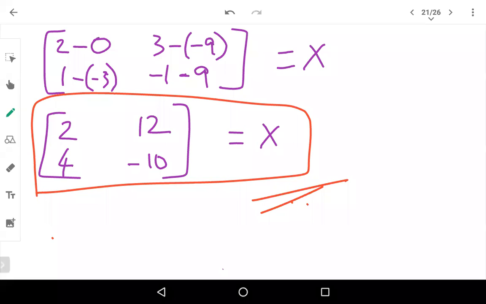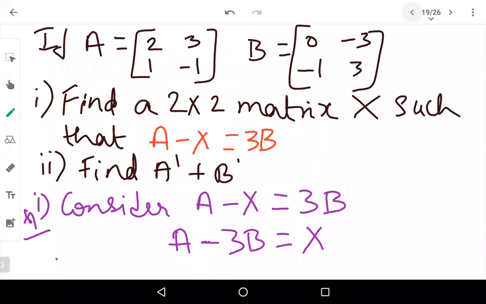Let's quickly continue. So after this, there is the second part of the question which we are supposed to do. In the first part, we found a 2 into 2 matrix, the new matrix X, such that A minus X is equal to 3B. So we found the value of X. Now let us go to the next one, that is, find A transpose plus B transpose.